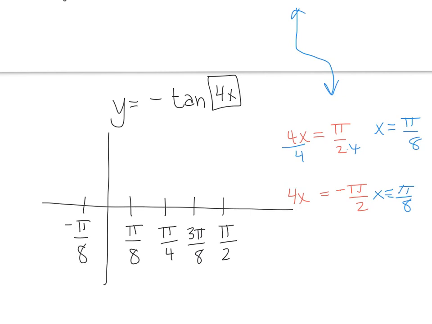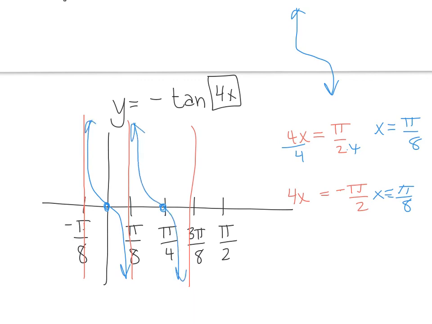So now I can draw my vertical asymptotes in, keep the pattern up, and then my x-intercepts are in between the vertical asymptotes, and my function is going to go down from left to right. There's an example of one with a negative out front.